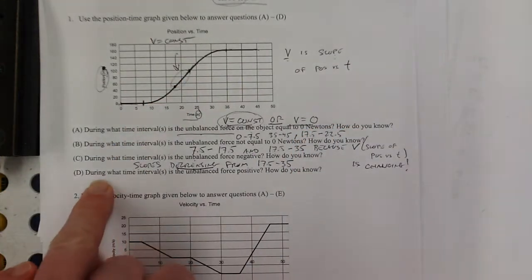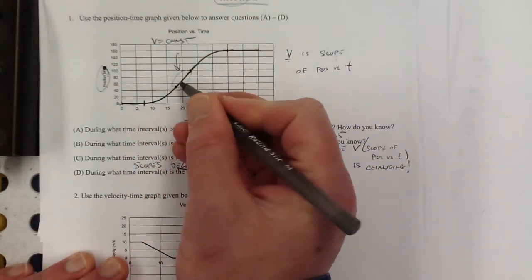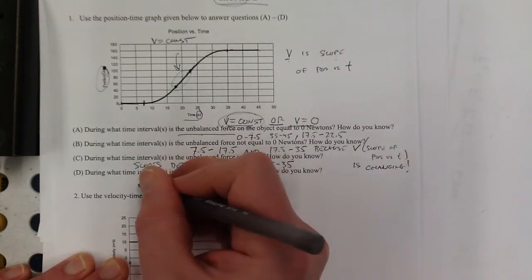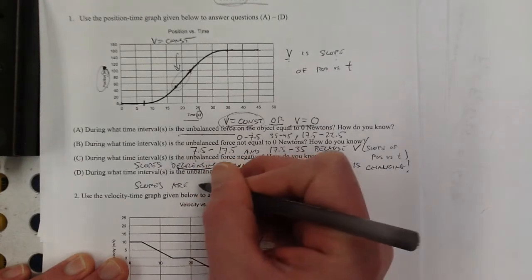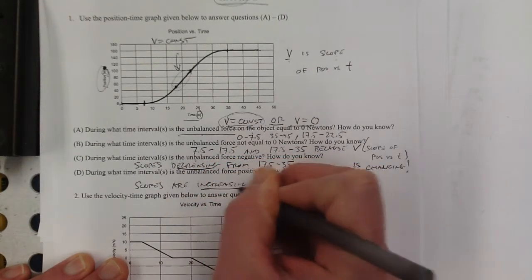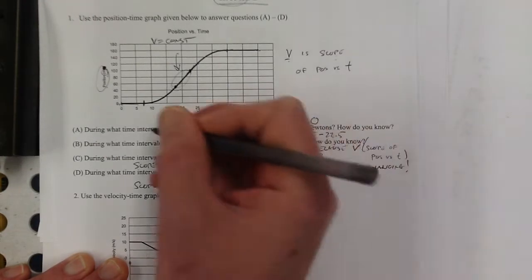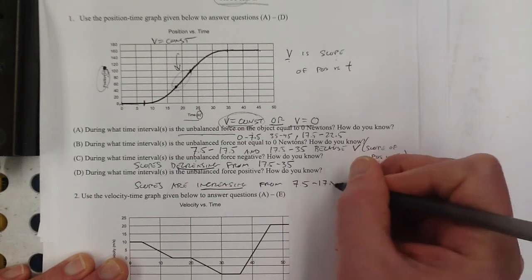And then where is the unbalanced force positive? That's when the velocity or the slopes of this are increasing. So slopes are increasing from 7.5 to 17.5.